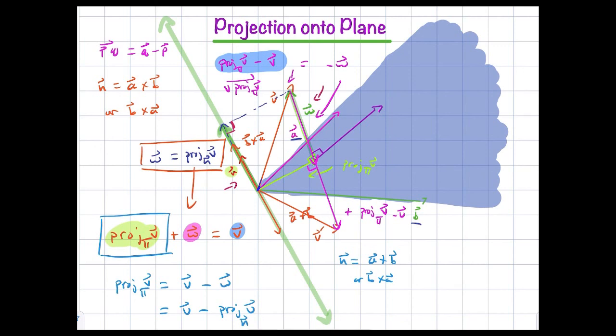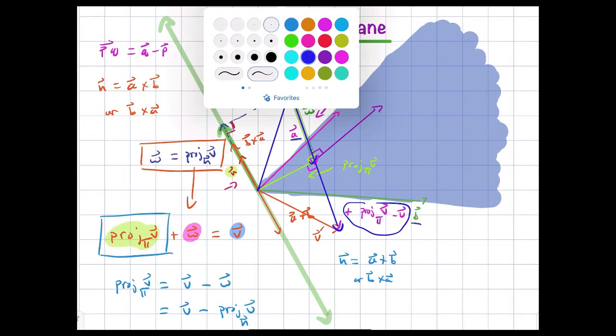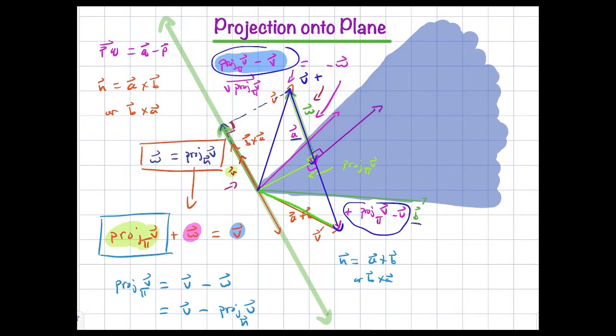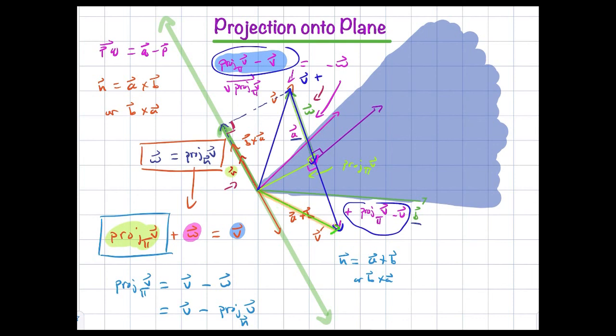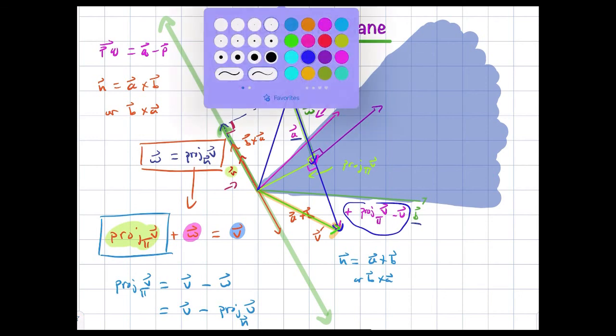So if this was the origin, I first went up by v, right? So that was v, and then I added this projection of v onto pi minus v, and that got down here, and then I added it again, and that got down here. And then if I connect the origin to that point, from the origin to here, that gives me the reflection of that vector across that plane.